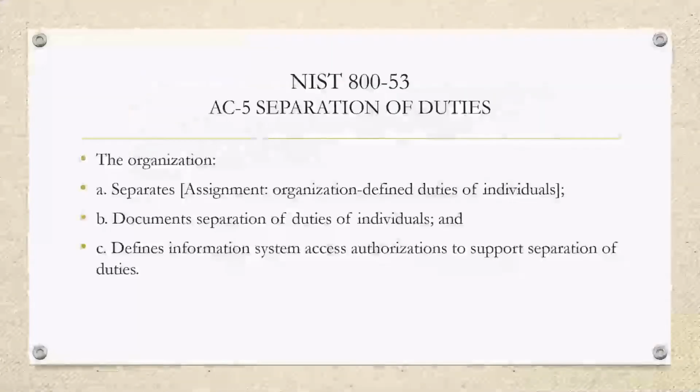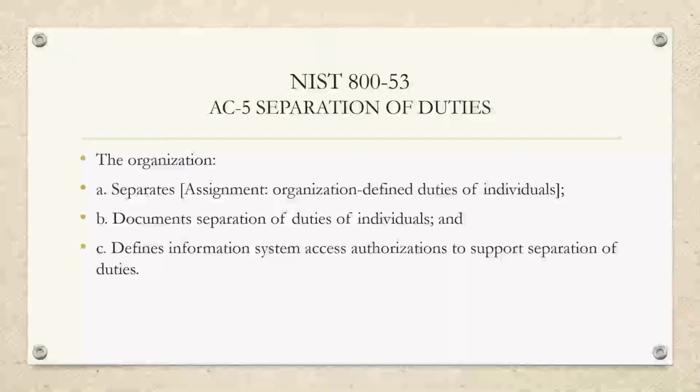Today we're going to be discussing NIST 800-53 control AC-5. This control is all about separation of duties. So let's jump into it. The description of this control reads: the organization separates organizational defined duties of individuals, documents separation of duties of individuals, and defines information system access authorizations to support separation of duties.